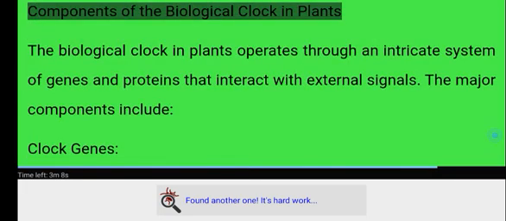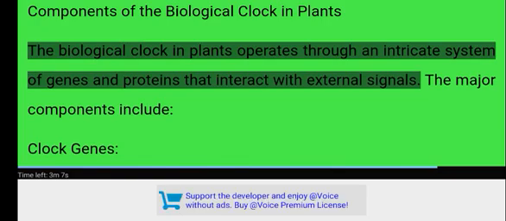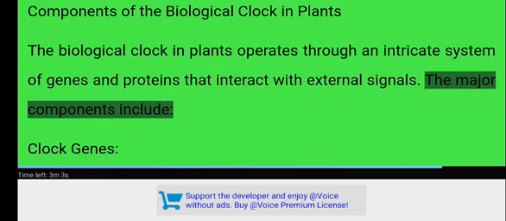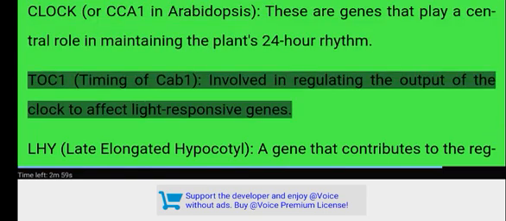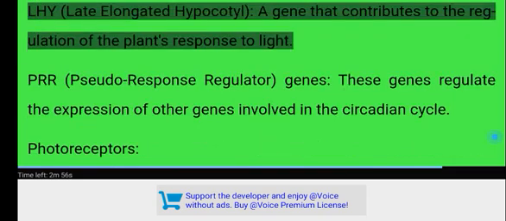Components of the biological clock in plants. The biological clock in plants operates through an intricate system of genes and proteins that interact with external signals. The major components include clock genes, CCA1 in Arabidopsis. These are genes that play a central role in maintaining the plant's 24-hour rhythm. TOC1, timing of CAB1, involved in regulating the output of the clock to affect light responsive genes.